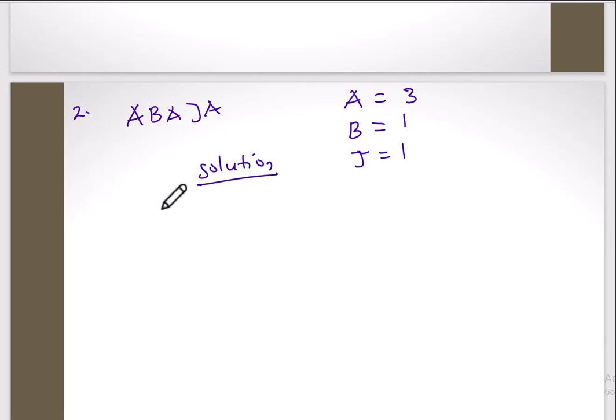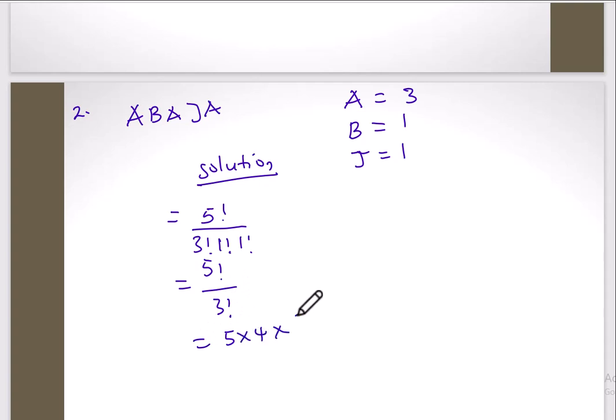So from here, we can see that we have 3 factorial. How many letters? This is 1, 2, 3, 4, 5. So 5 factorial. Let's make this clean, it looks rough. So we have 5 factorial all over 3 factorial, 1 factorial, 1 factorial. So from here you can have 5 factorial all over 3 factorial. This becomes 5 multiplied by 4 multiplied by 3 factorial all over 3 factorial. So you can cancel this out right now. Then 5 times 4 is 20. And that's just it.